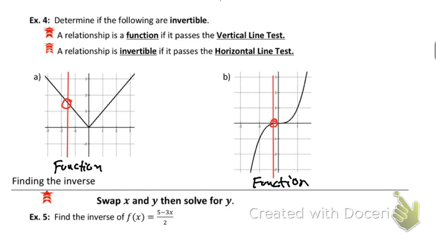Now to check if it's invertible, in other words, is its inverse going to be a function, you're going to do something called the horizontal line test. You're just going to take a straight line, string it across, and see if it hits in 2 or more places. In this case, it does. It hits in 1, 2 places, so that means it's not invertible.